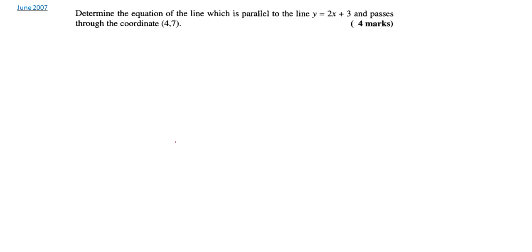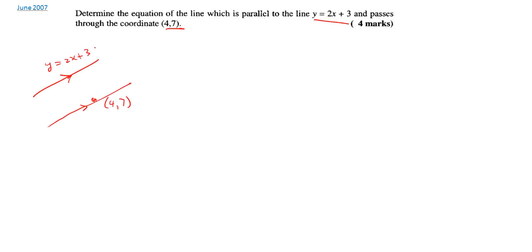This is a June 2007 paper. You have to determine the equation of a line which is parallel to this line and passes through this point. So remember, we're talking about two lines. So we have one line which is y equals 2x plus 3. And what they're asking us is to find the equation of another line which passes through the point (4, 7), but is parallel to that line. So it's going to look something like this. Okay, so we have y equals 2x plus 3, and this is the one that we want to find.